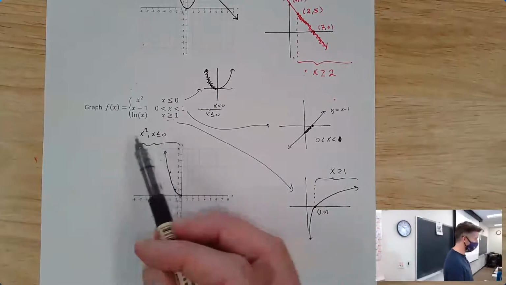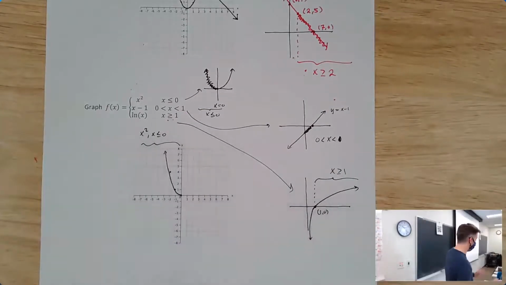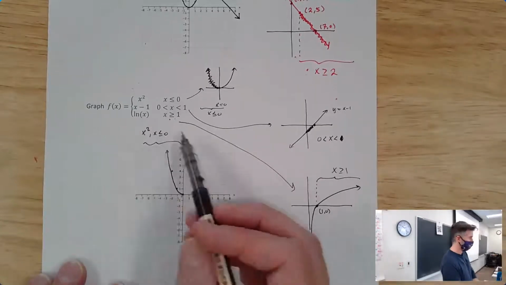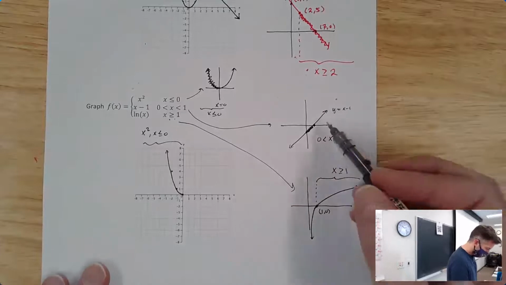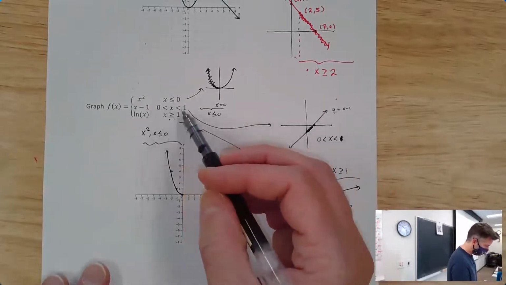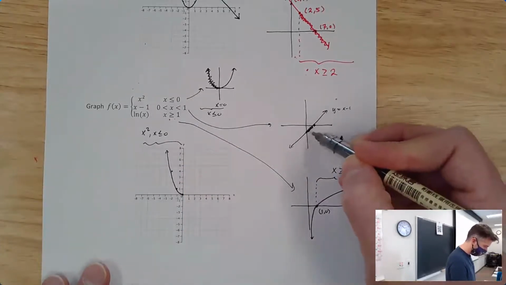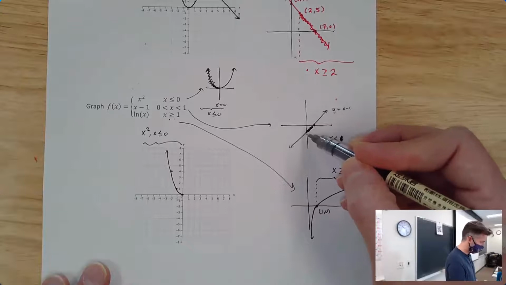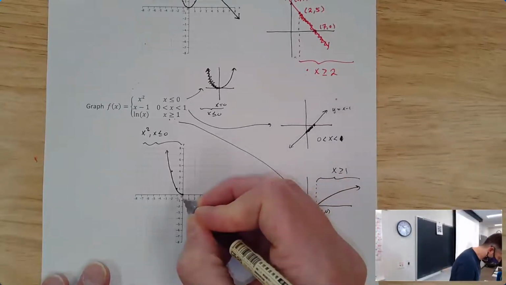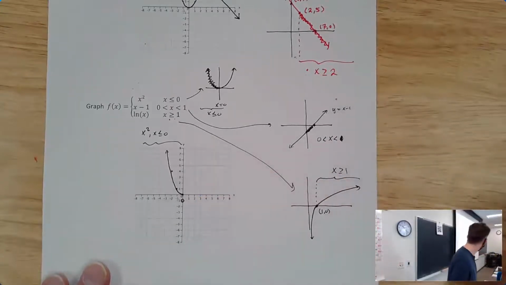None of this labeling needs to happen on your graph. I'm showing you all the things because I always try to show you all the things, but you definitely do not need to write this when you're graphing these things. And then for x between 0 and 1, I want this little portion of the line. I'm not going to get the y-intercept there. I don't get the point 0, negative 1. I get an open circle at the point 0, negative 1.